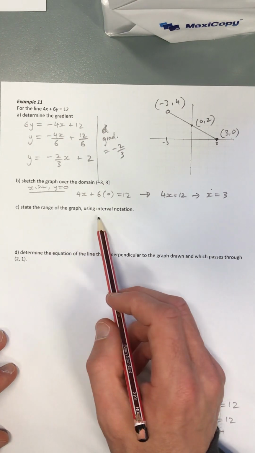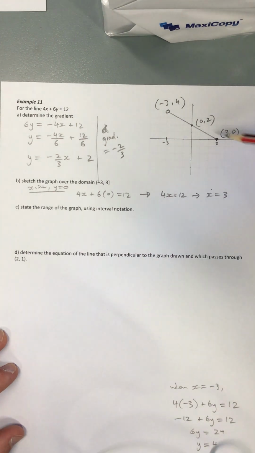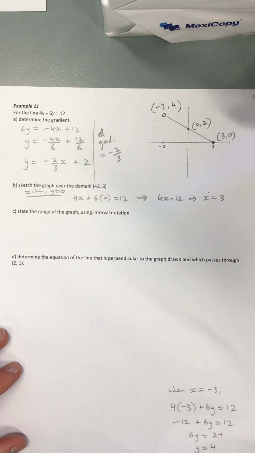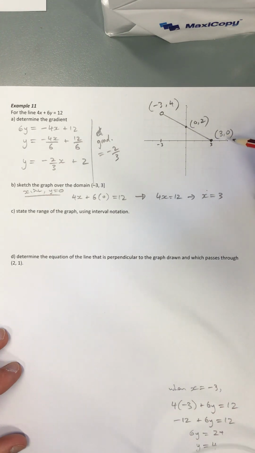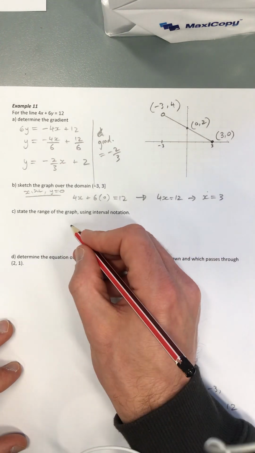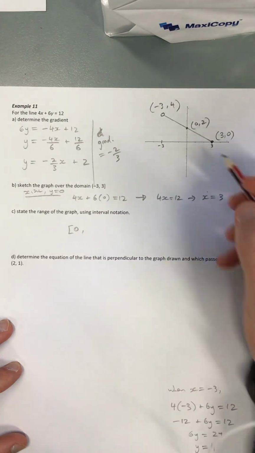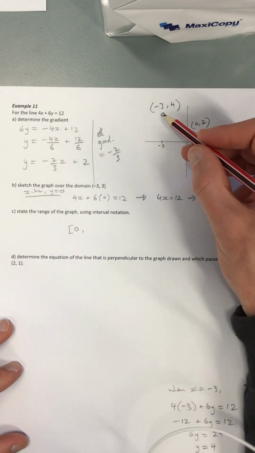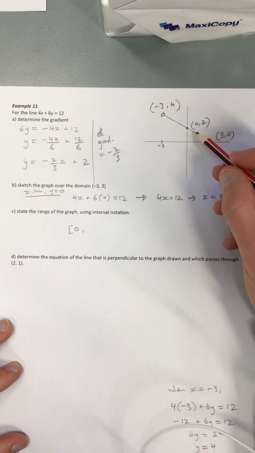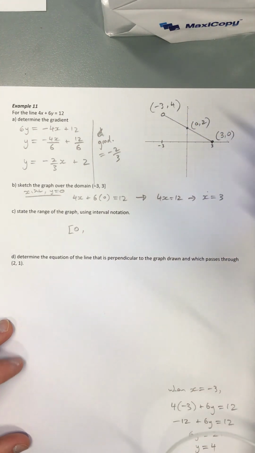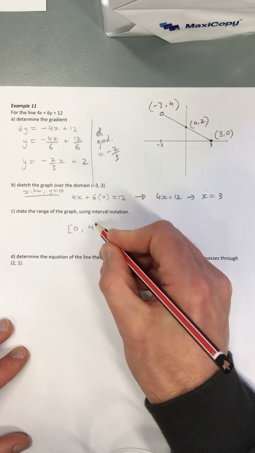State the range of the graph using interval notation. Okay, so now we have the picture. Well, range is just the y values and we read them from lowest to highest. So the lowest y value on this graph is 0 and it's included. The graph is continuous up to this point here. The highest y value that we get to is +4 and that is not included because we've got an open circle at that point.